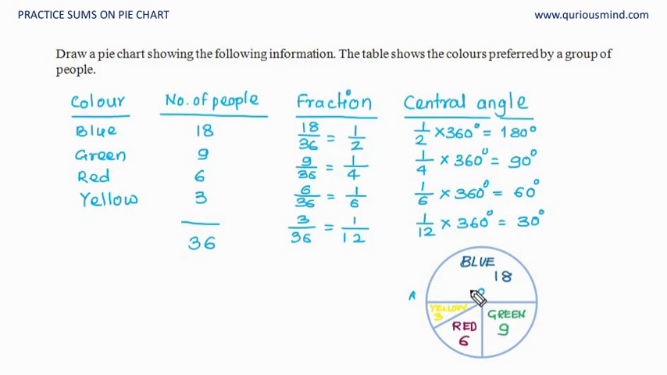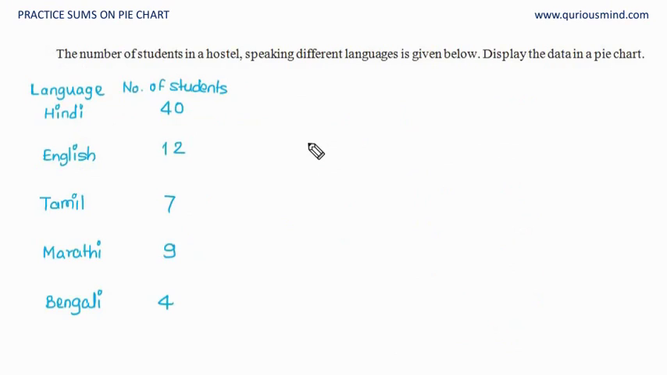Let's do the next sum. The number of students in a hostel speaking different languages is given below. Display the data in a pie chart. So we know for a pie chart what we need to do is, along with this frequency distribution table, we need to add 2 more columns. One is fraction, and next is the central angle.